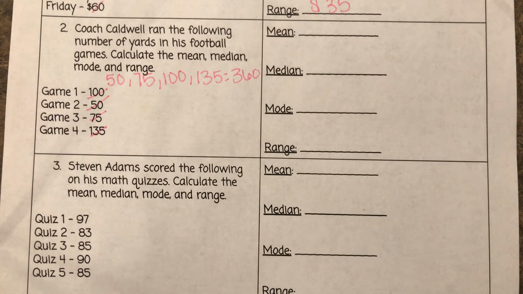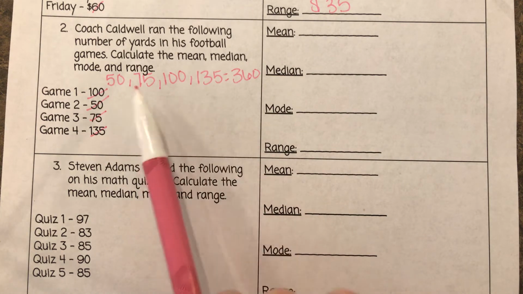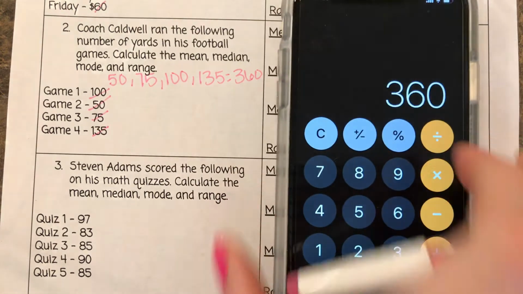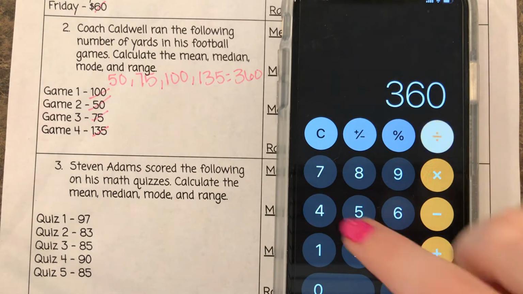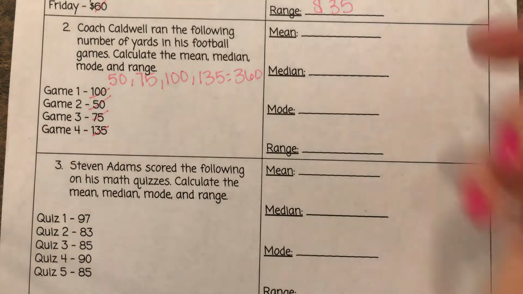All right, step 2, we have to divide by the number of numbers in our data set, and there was 4 numbers. So we're going to take 360 and divide it by 4. And we get 90.